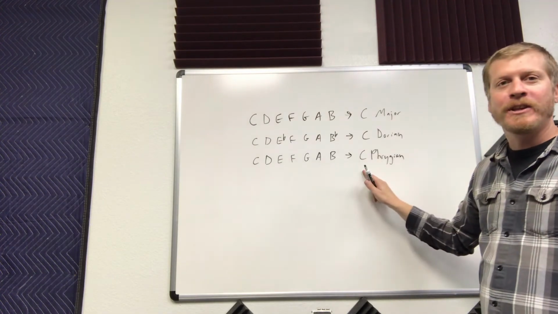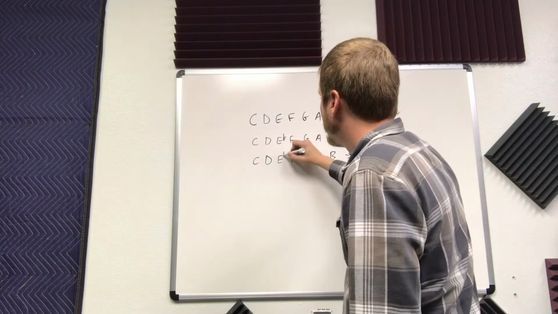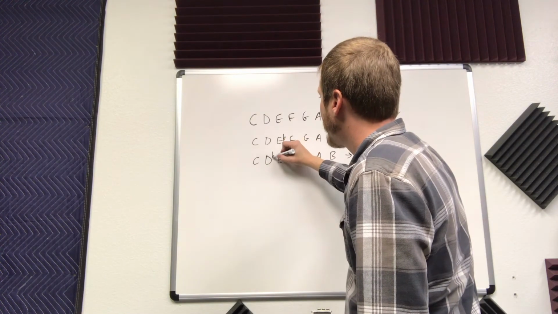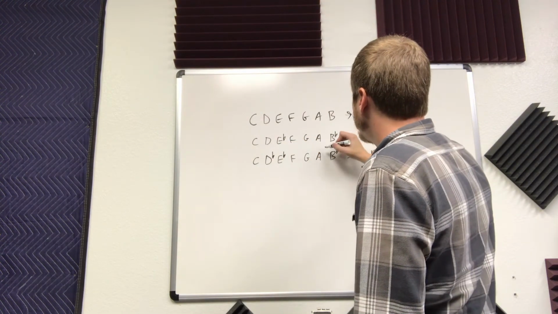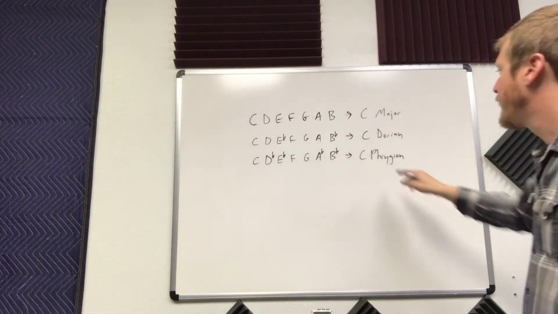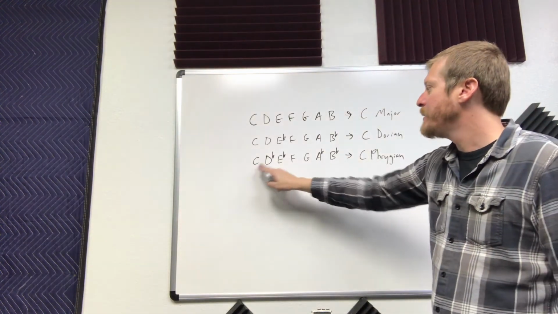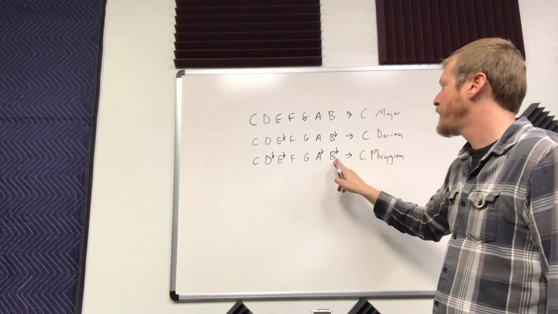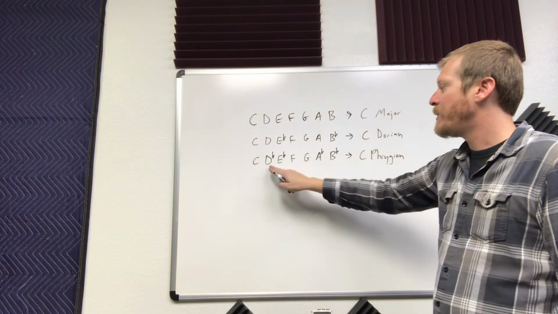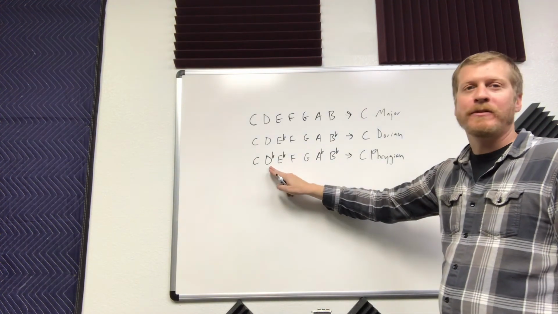Okay, and for C Phrygian, what we're going to do is a flat 3, also a flat 2, flat 7, and a flat 6. Because a Phrygian scale is just like a minor scale, which would have C, E flat, A flat, and B flat, but we're going to have also a D flat because a Phrygian scale has a flat 2 in it.